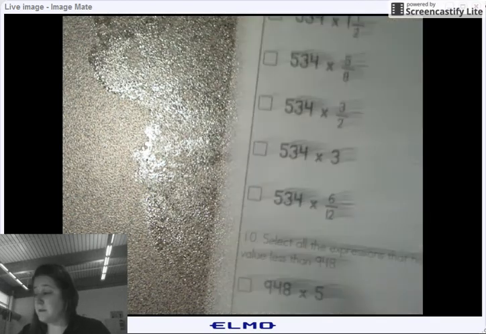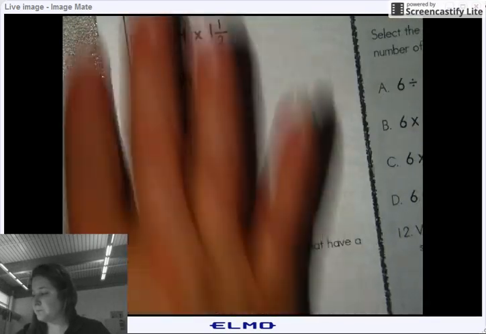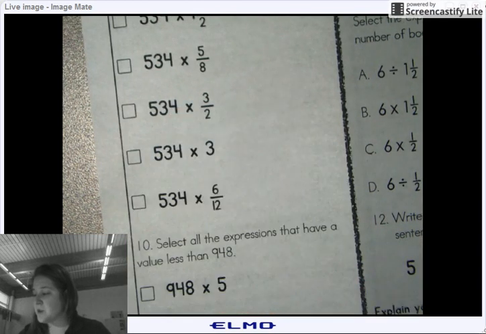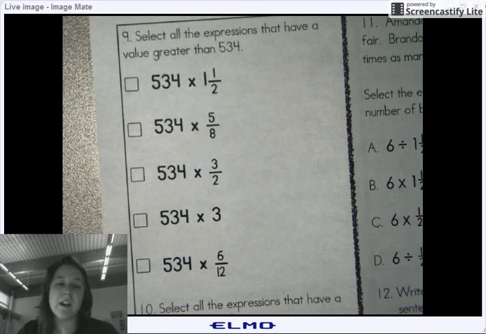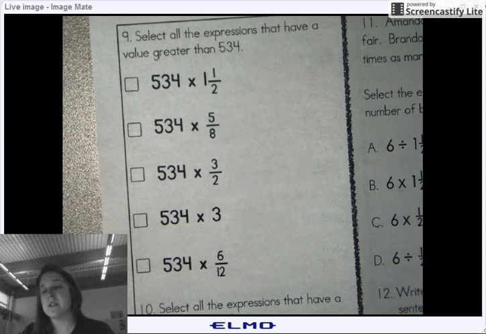Question number 9. Select all the expressions that have a greater value than 534. So I want a value that's greater than 534. There are 1, 2, 3 things that you can choose here to get you the correct answer. There are 3. Think about what you have to have for a greater than number.